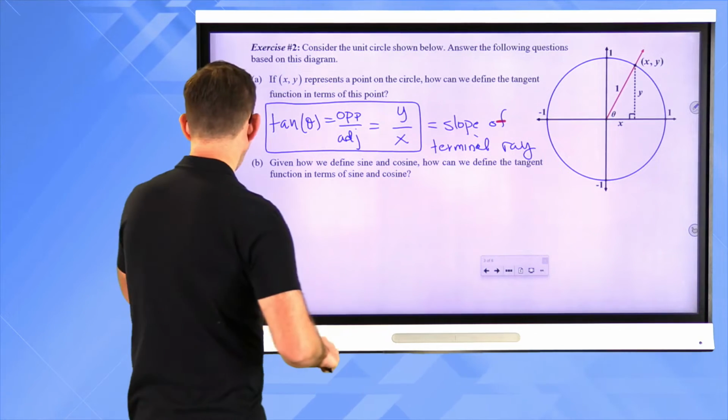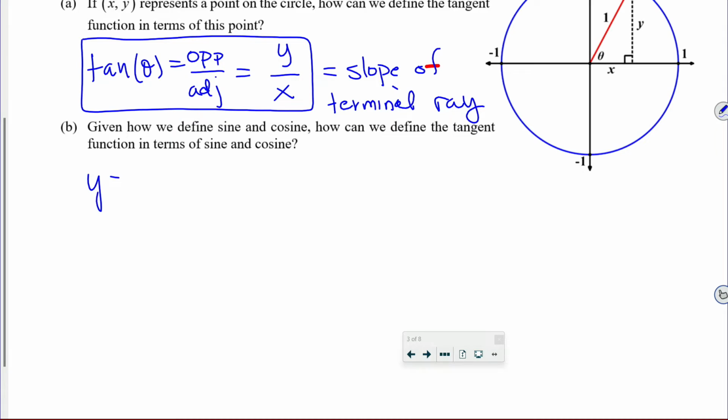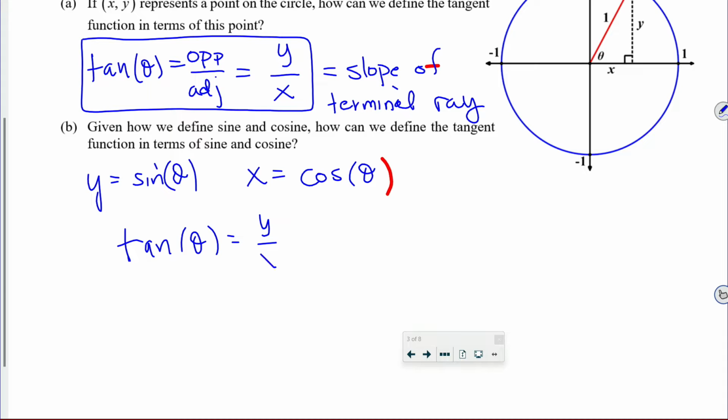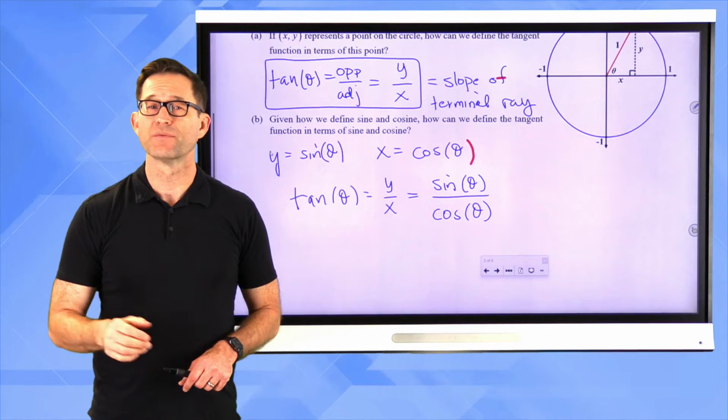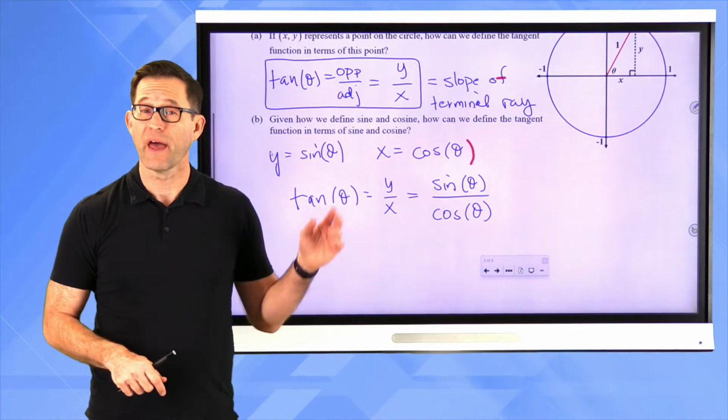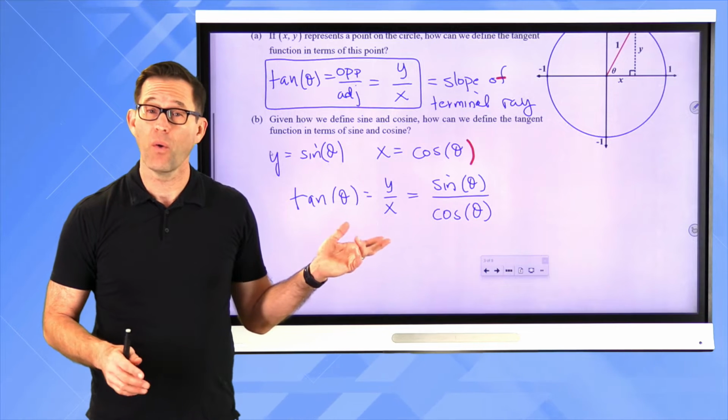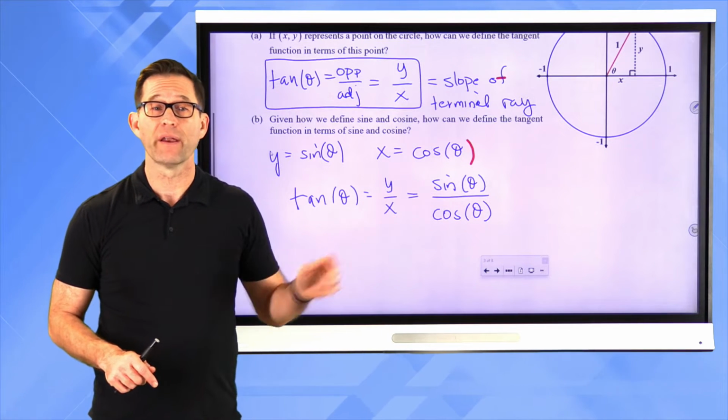Well, again, on the unit circle, y is equal to sine theta, x is equal to cosine theta, and so the tangent of theta, which is y divided by x, must be the sine of theta divided by the cosine of theta. And that is now how we will define the tangent of theta in terms of the unit circle. It is simply the y coordinate divided by the x coordinate, or the sine of theta divided by the cosine of theta.